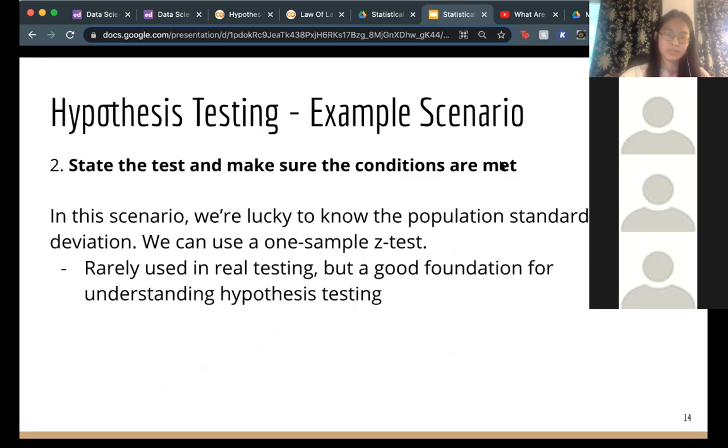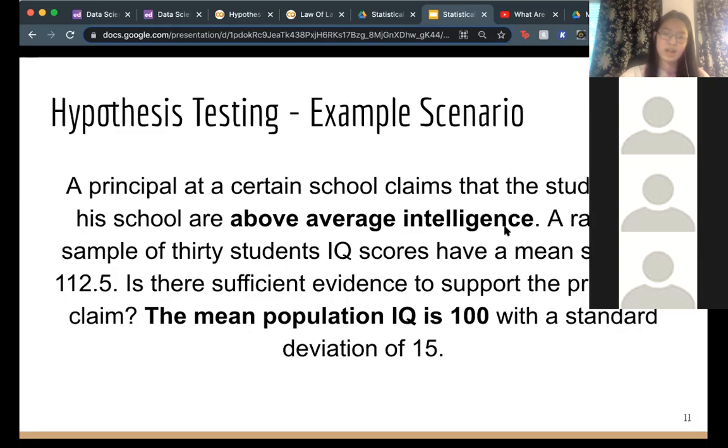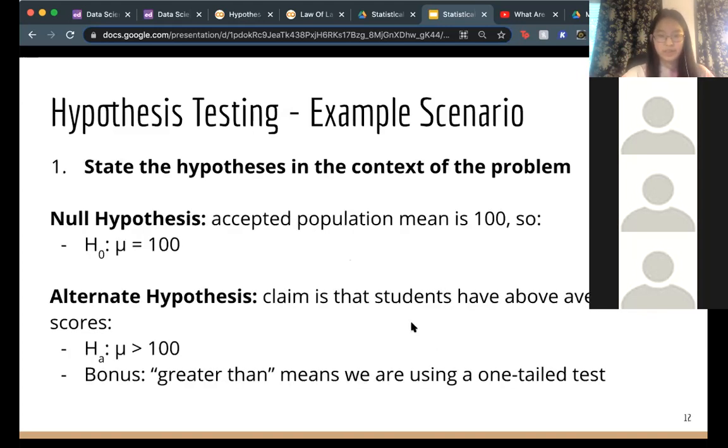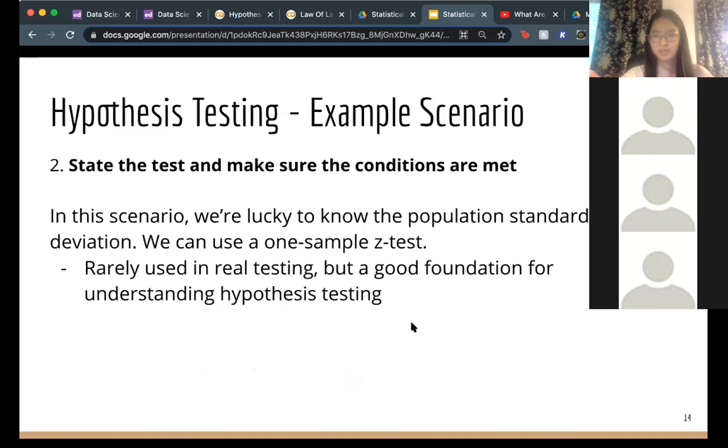Your second rule is state the test, make sure the conditions. So this is, as I mentioned before, a very specific scenario, because in the scenario that I described, I have given you, first of all, the mean population and also the population standard deviation. And these very specific conditions mean that I'm allowed to use a z-test here. But the thing is that usually you don't have a population standard deviation.